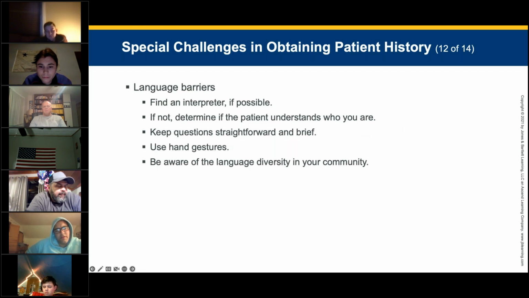As far as interpreters, I think Tyler covered this in one of the presentations before. 911 has interpreter services. Don't hesitate to call 911 even once you're there with the patient and tell them you need help from an interpreter. A lot of times the hospitals have access to that as well. If 911's not working out for you, try and get in touch with the hospital.